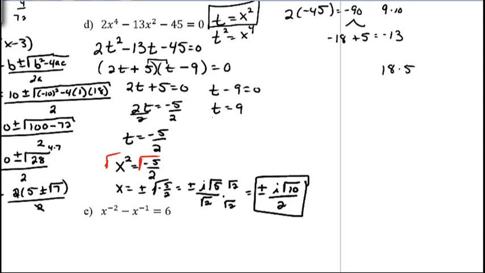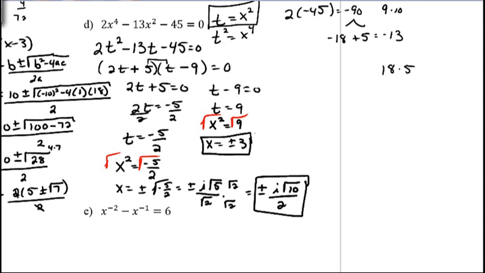And then here, replace this t with x squared. We get x squared equals 9. And then take the square root on both sides. And we get x is equal to plus or minus 3. So there's the other two solutions for that one.